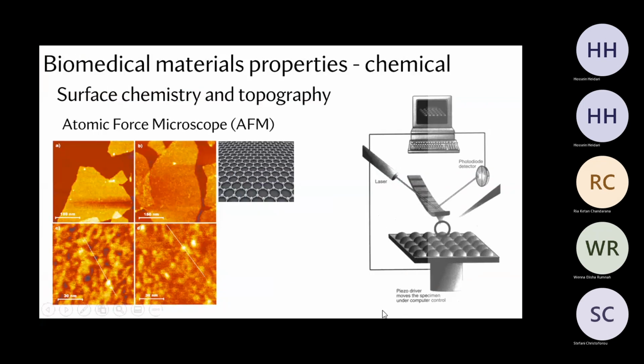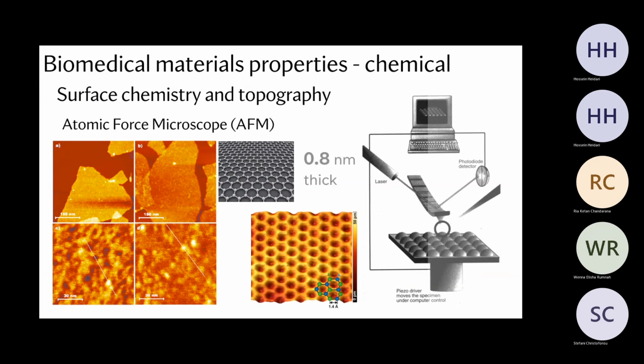You can look at a graphene sheet, and a graphene sheet is only 0.8 nanometers thick. And you can see the individual carbon atoms in that graphene sheet based on the force interaction between the tip and these atoms. You can see that it's stronger here, weaker here.